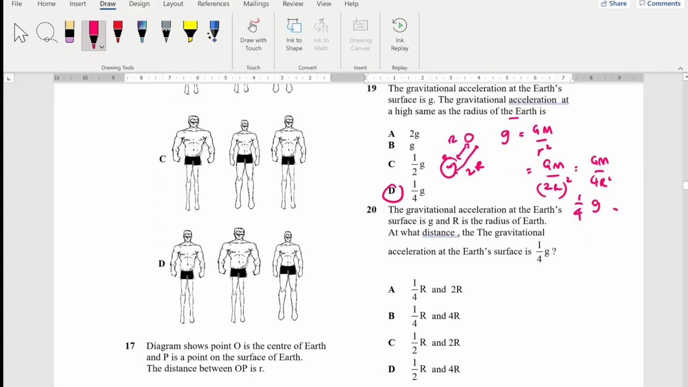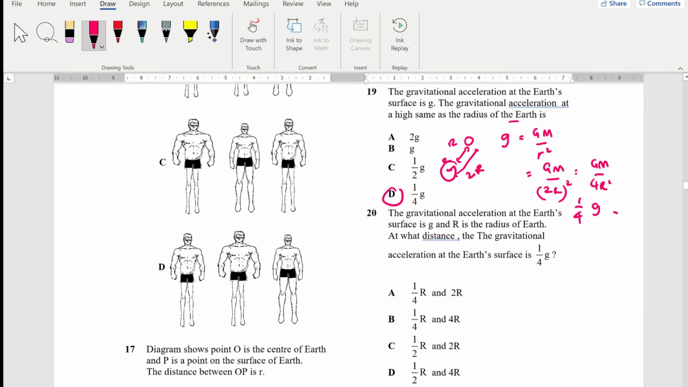20 now. The gravitational acceleration at the Earth's surface is g and r is the radius of the Earth. At what distance does the gravitational acceleration become 1/4 g? Okay, so remember our graph earlier. This is at r.